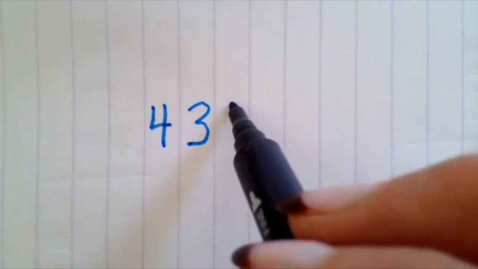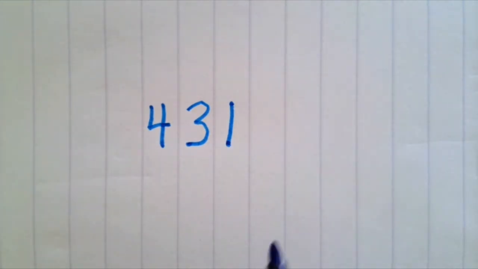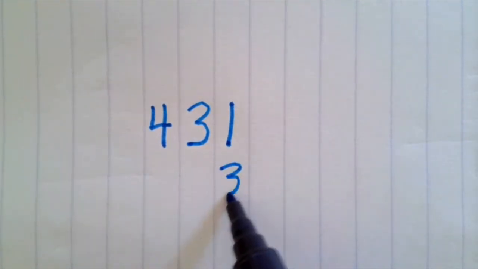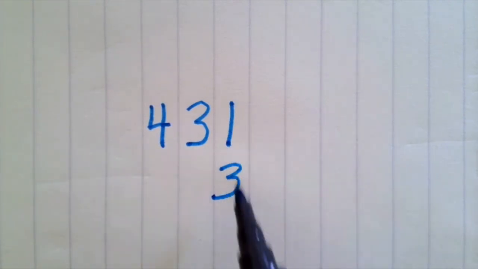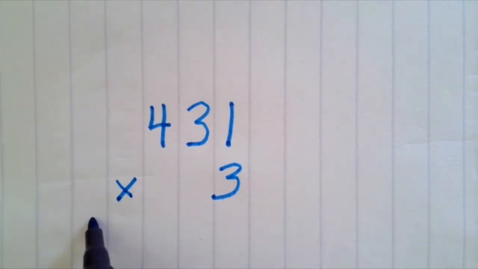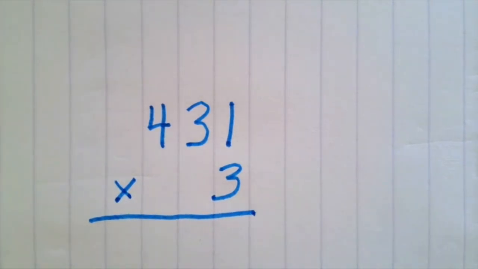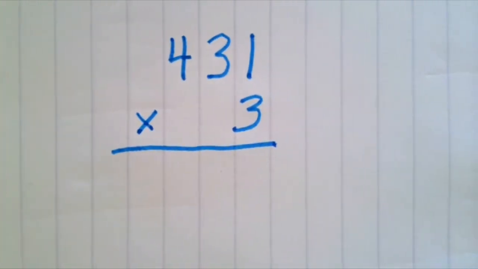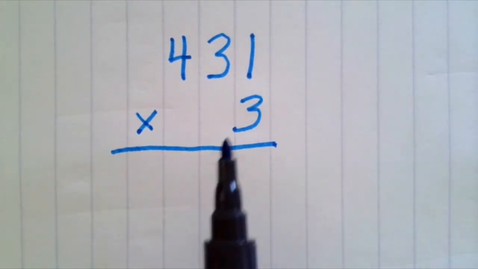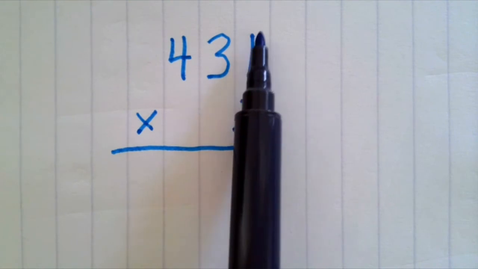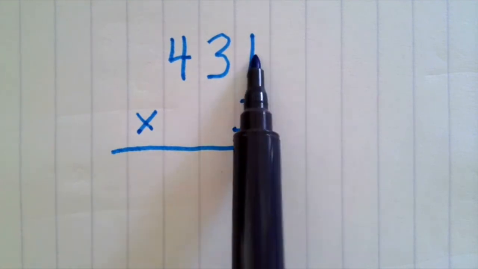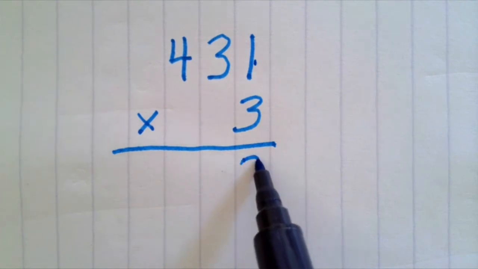Our problem is 3 times 431. So let's write 431 in our lines. Remember, my paper is sideways, so these lines are going up and down. 431. And we are multiplying it by 3. I write that 3 in the ones column. I put my math symbol and my line. 431 times 3. Which column do we start with? 3 times 1. We start with the ones. 3 times 1 is 3.